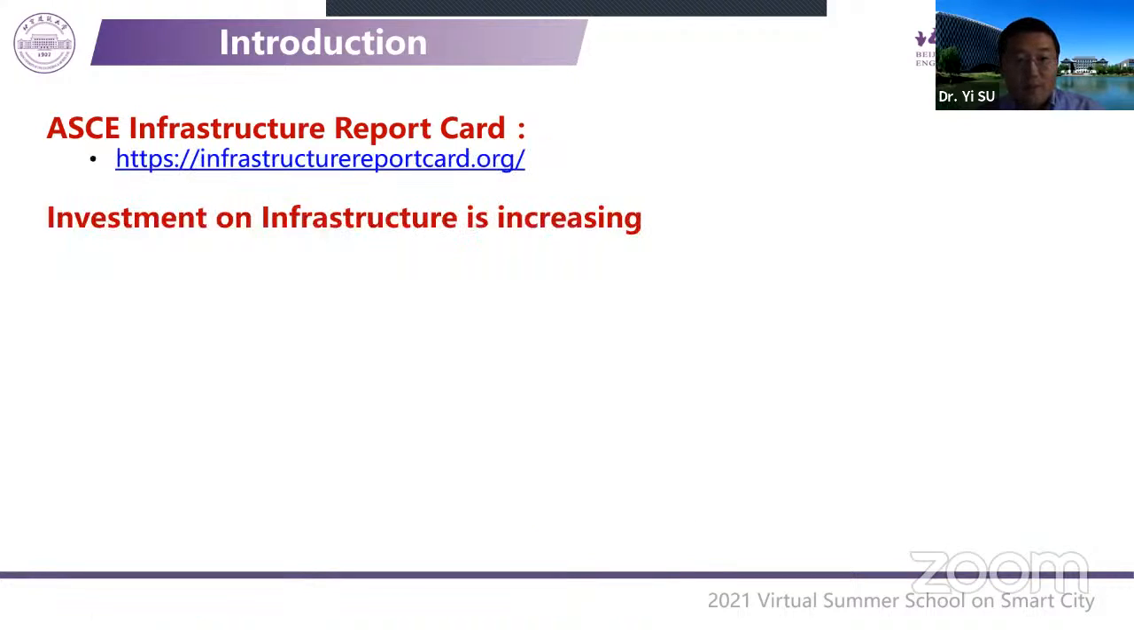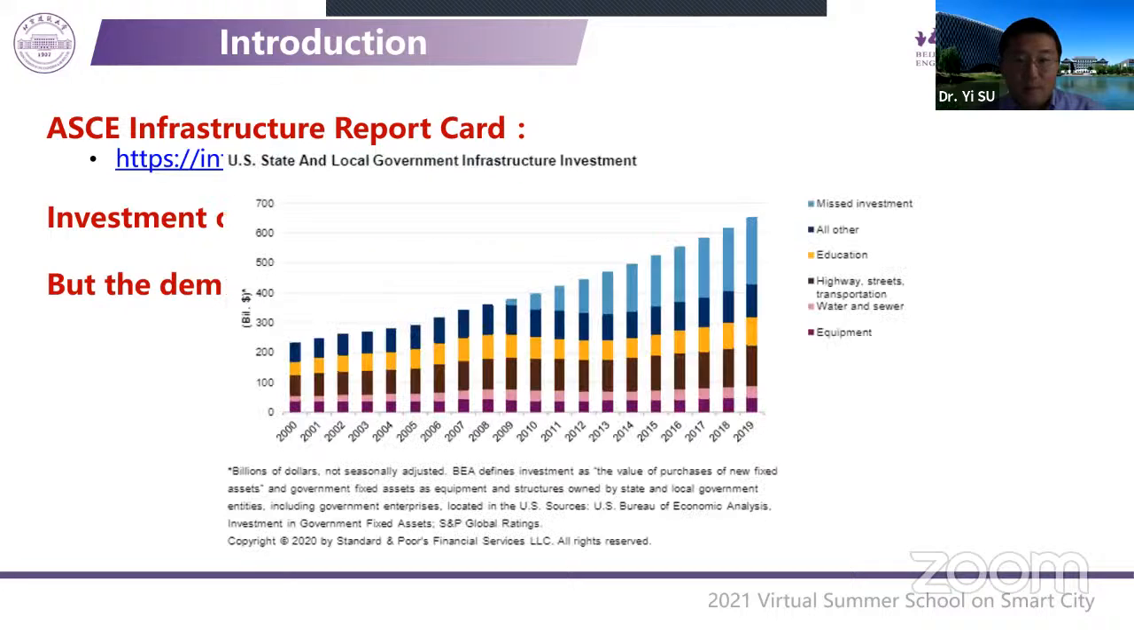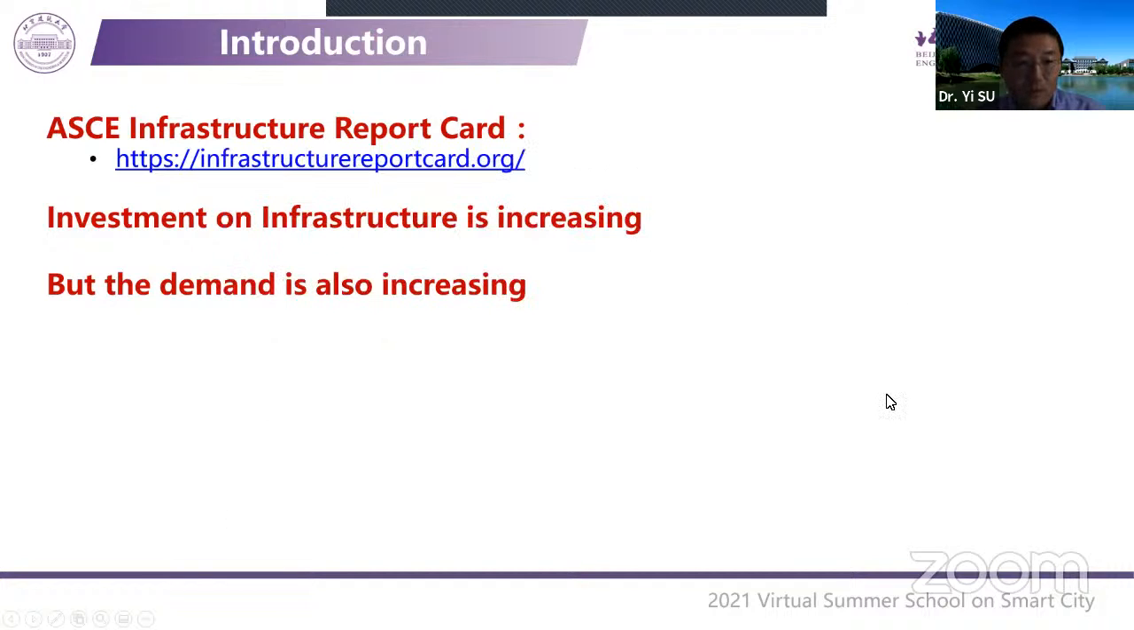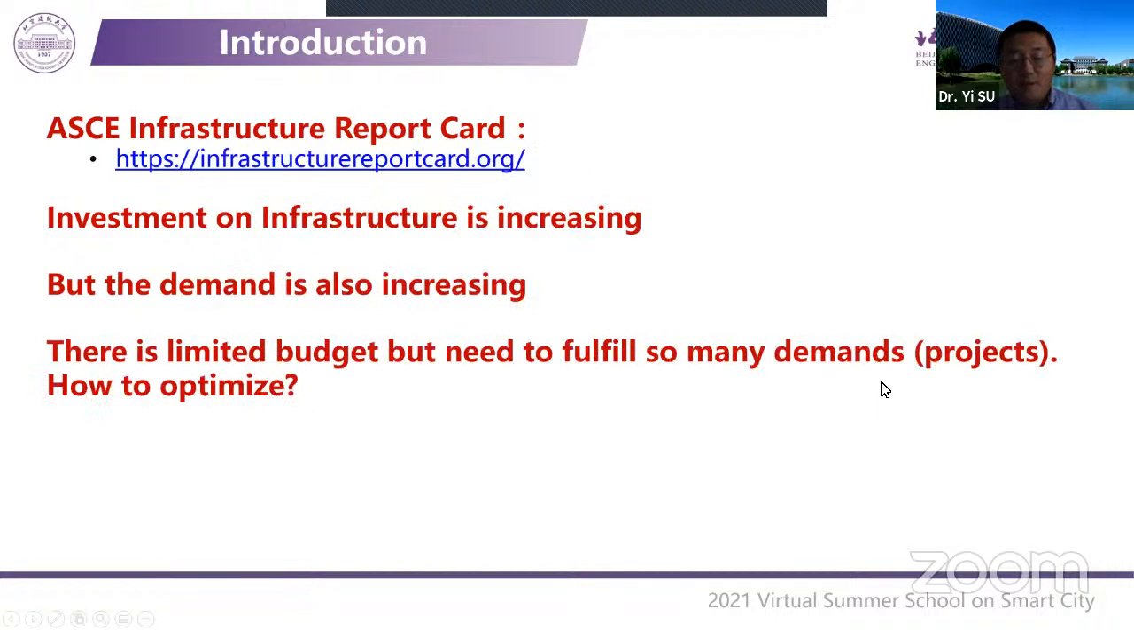And the investment on infrastructure is increasing, but the demand is also increasing. How to balance them? This is a chart for the billions of dollars investment in education, highway, streets, transportation, water and sewer equipment, and the missed investment. You can see it's always increasing. So there is a limited budget, but we need to fulfill so many projects or demands. How to optimize?